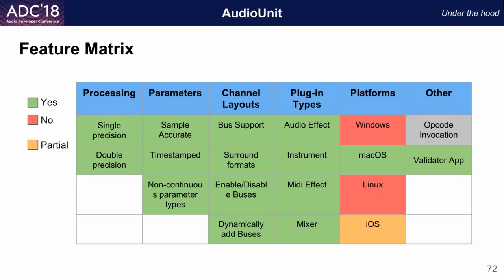That mixer audio unit needs to have more and more buses to cope with that. So they have a really, really good bus system. They have a validator app, AUval. I'm sure you've all used it. But of course, the huge downside is it's macOS only.